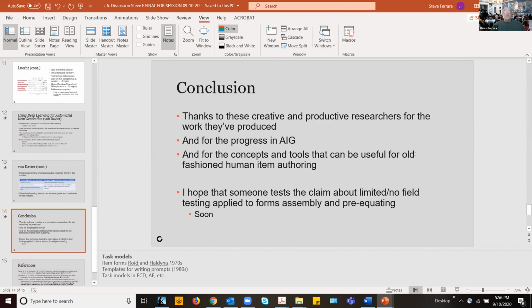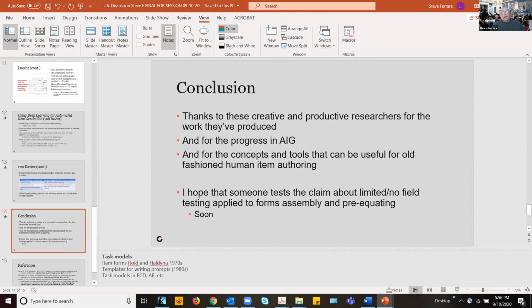So let me just finish by saying, thanks for all this creative and productive work from you guys. To me, it represents the progress that's being made in automated item generation and sticking to our guns about validity argumentation, valid interpretations and uses. And there are concepts and tools here that I think are adaptable and valuable for good old-fashioned human item authoring, or what Audra called, well, I think it was one item at a time authoring.